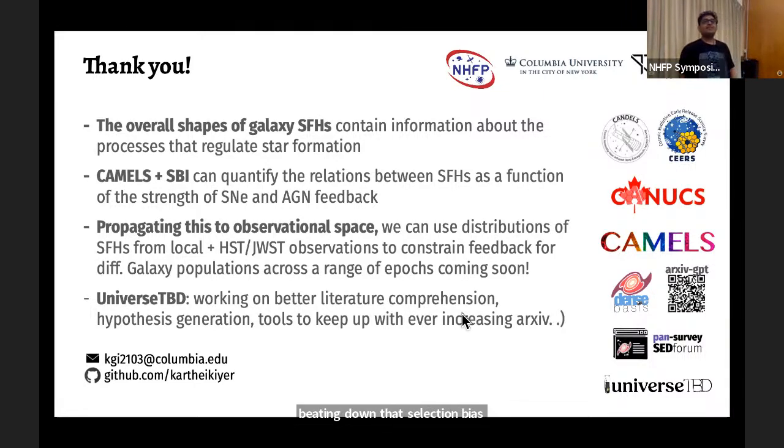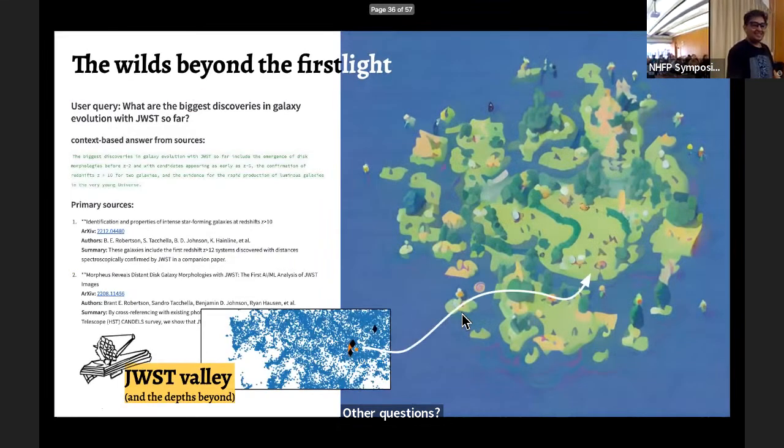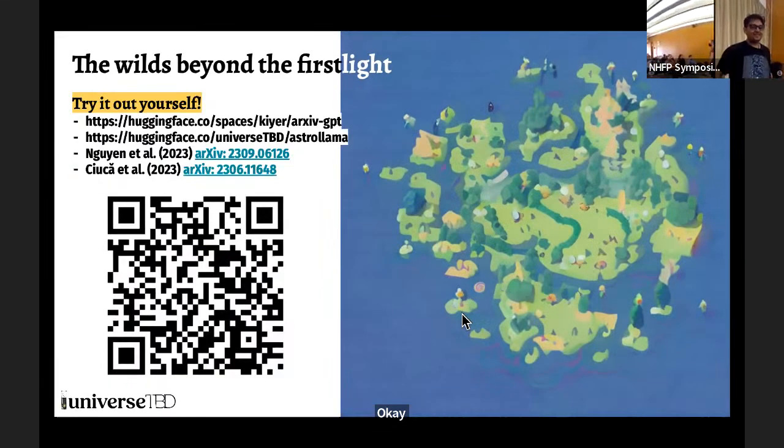Other questions? I have a kind of fun science one about your archive map thing. Just curious, on the axes there with all the points of the archive papers, what are the X and Y axes? Right, so they don't mean anything because this is a UMAP plot.